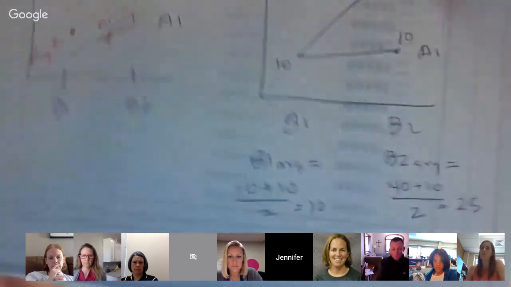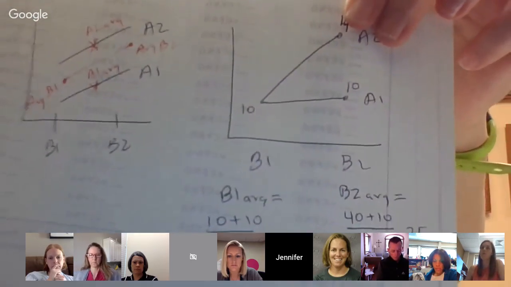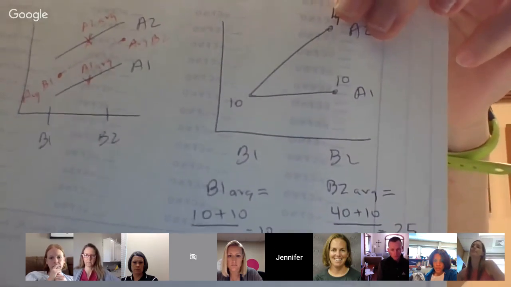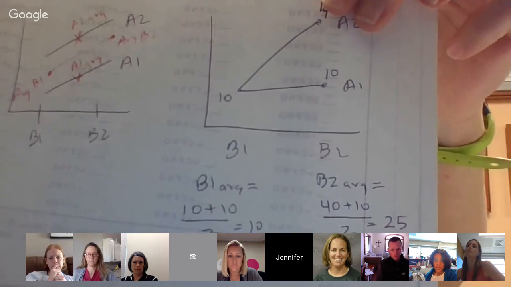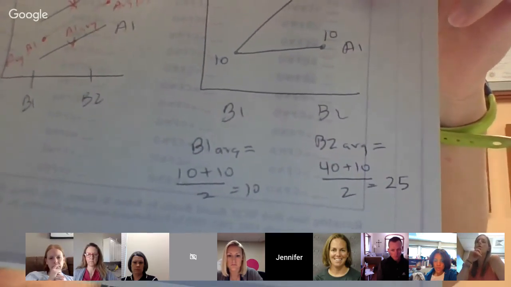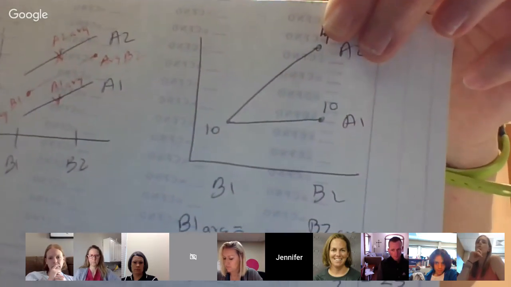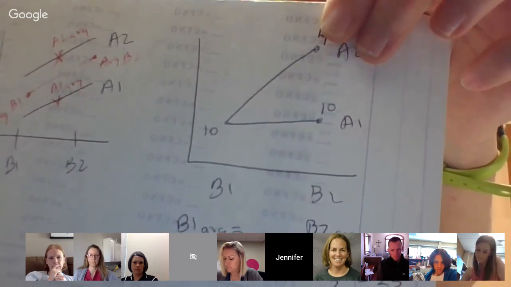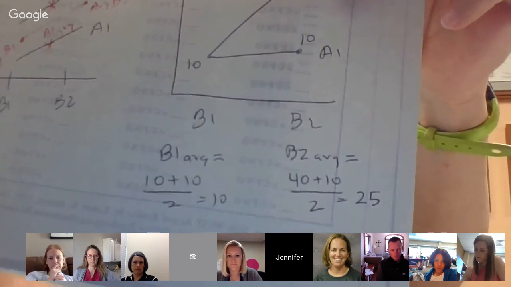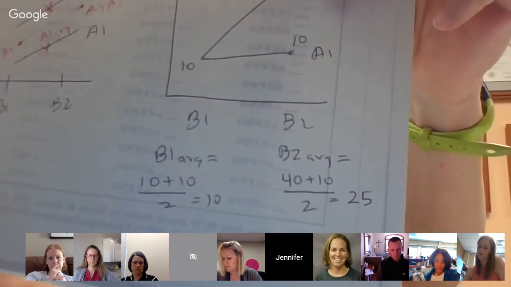Okay, so down at the bottom, I wrote in how I would do it for B. There are actually two dots there at B1. I hope you can figure that out. A1 and A2 are in the same spot. They're both at the value of 10. So to get the average for B1, I just say 10 plus 10 divided by 2. That average is 10. To get the average for B2, I take 10 plus 40, which gives me 50, divided by 2. That's 25. So it looks like there'd be a main effect for B, because at B1 the average is 10, and at B2 the average is 25.